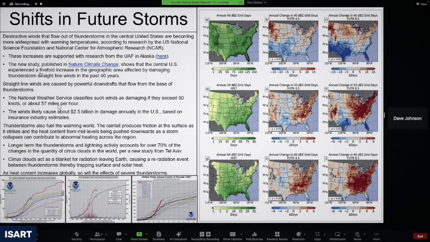Same thing with the cirrus clouds that form on the back end of thunderstorms. Those nice wispy clouds in the upper atmosphere actually act as a blanket and trap heat in. So they're a self-fueling cycle. The more thunderstorms that we have, the hotter it gets. And we wouldn't know that if it wasn't for satellite imagery.